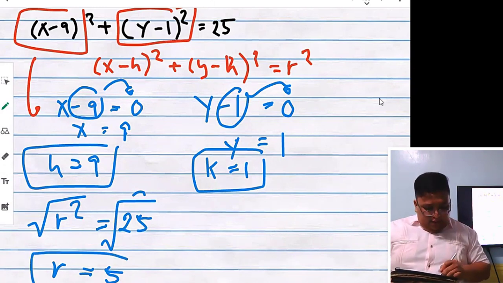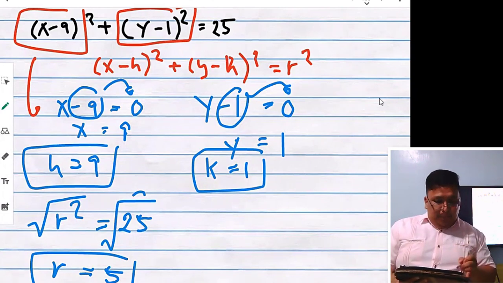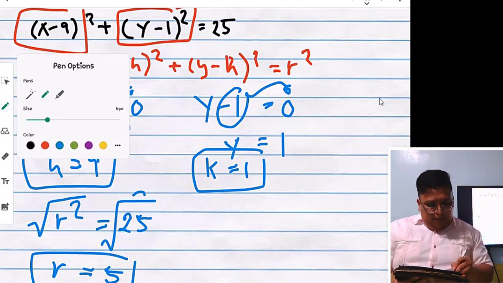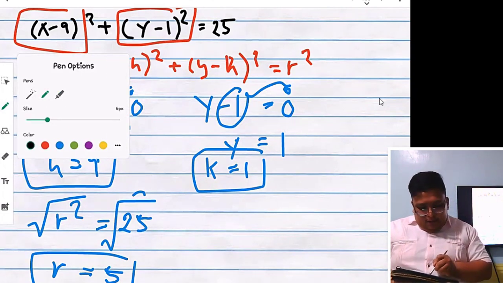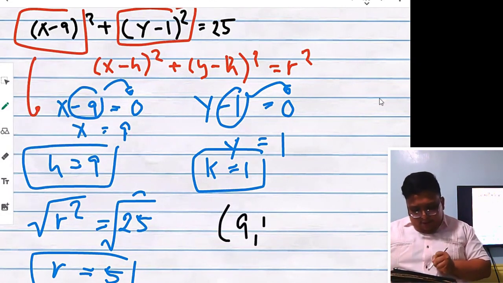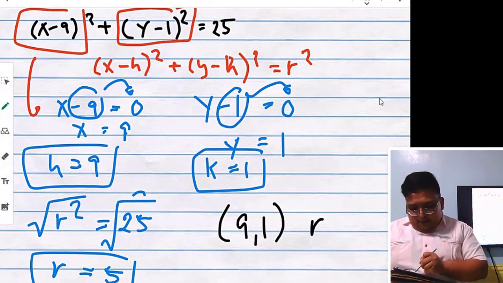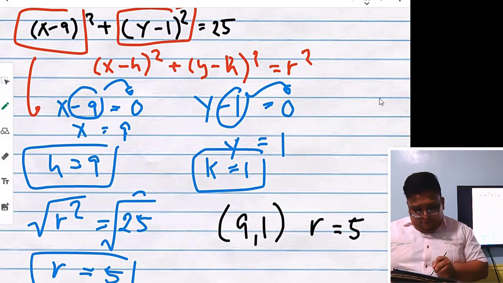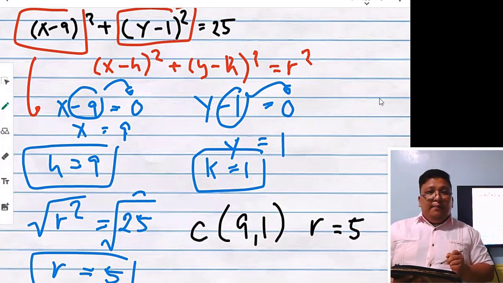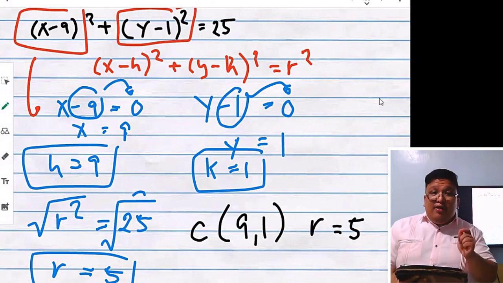Alright. Therefore, we already have now our center. Our center will be (9, 1), and our radius is equal to 5. Okay. Did you get it? Very good. Let's proceed to our second example.